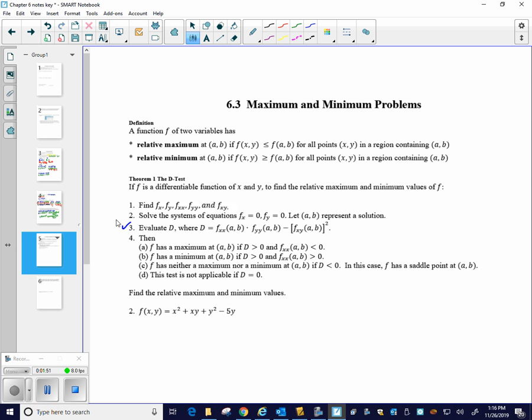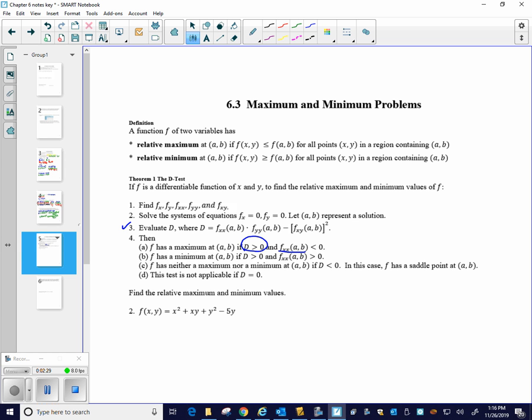We're going to have to evaluate this thing which is called D, which is fxx times fyy minus fxy squared. And that is something that you're going to have to know. And what that's going to tell us is this. If D is positive, D is greater than 0 after I do the number 3, then we're going to have either a local max or a local min. That's going to be dependent upon fxx. If fxx is less than 0 after we find D, then we're going to know that we have a maximum.